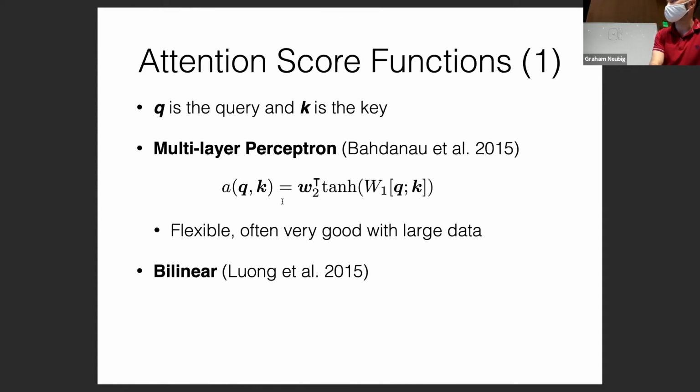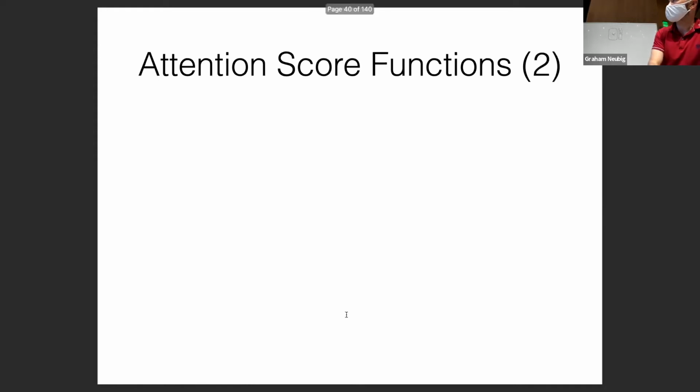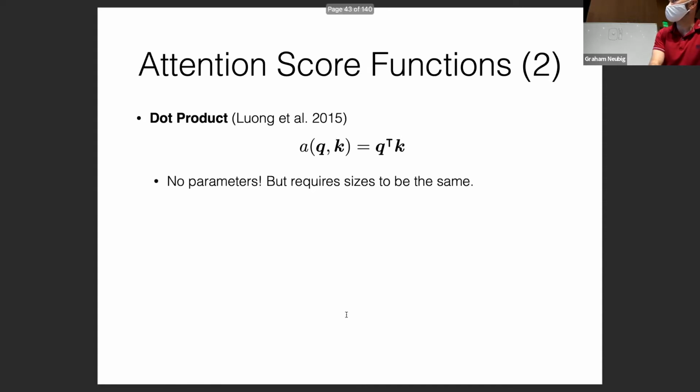Another one is the bilinear function, where the bilinear function is basically multiplying the key with a weight matrix and then multiplying that together with the query. And another thing that you can do is just take the dot product between them, between the query and the key. This is reasonable, but it requires the sizes of the query and the key to be the same because you can only take the dot product between two vectors that are the same size. It also requires the query and the key to be in the same space.